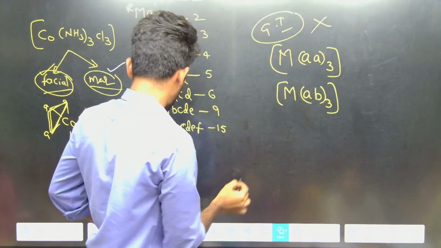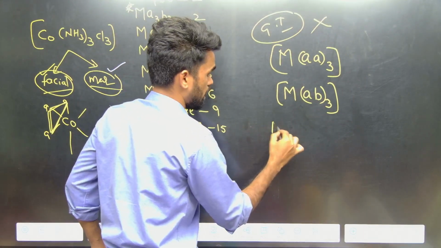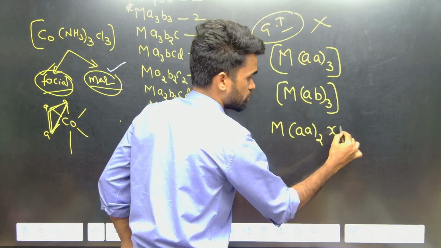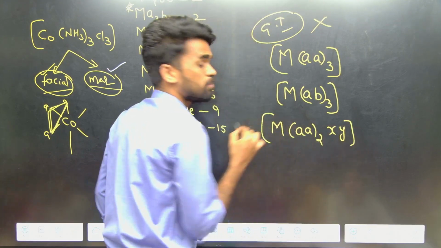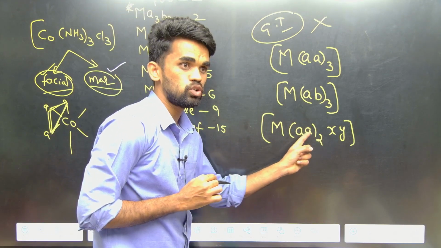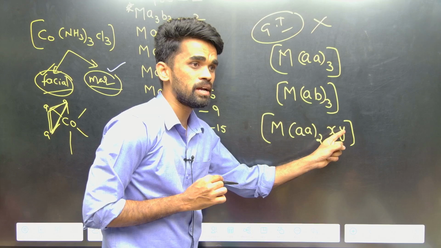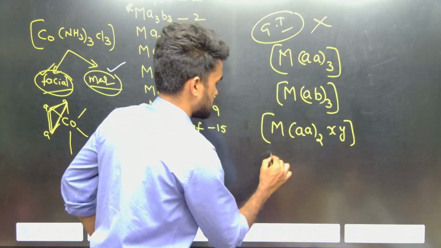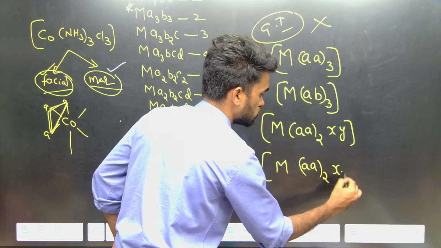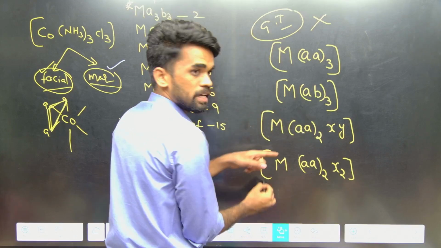Next, what I am doing is, I am converting now to M(AA)2XY. How many bidentate ligands are there? First tell me. (AA)2 means 2 bidentate ligands, X and Y are monodentate ligands. Next, M(AA)2X2. Is it possible in this case?